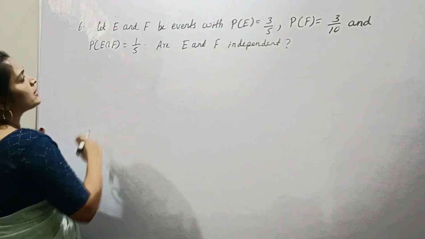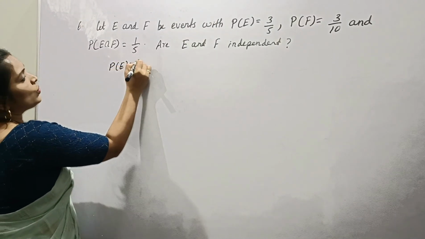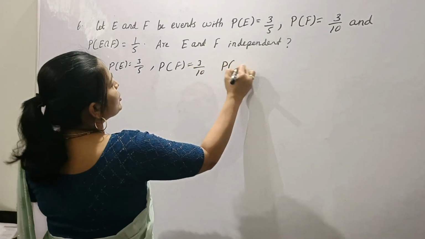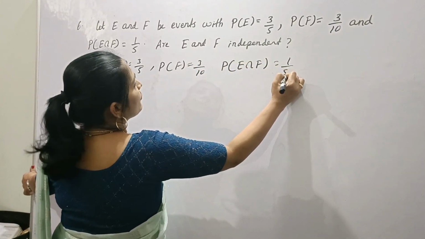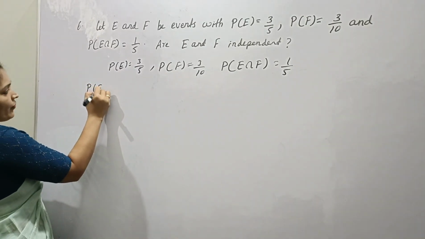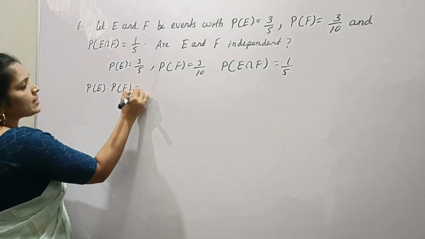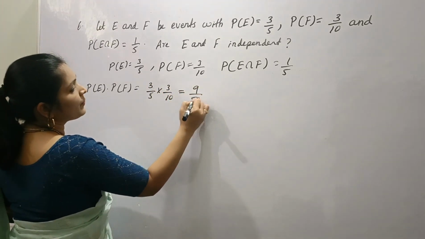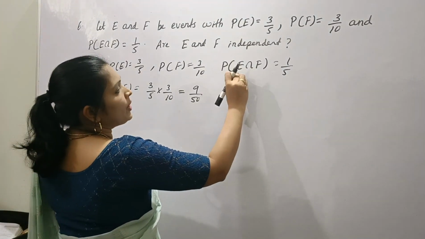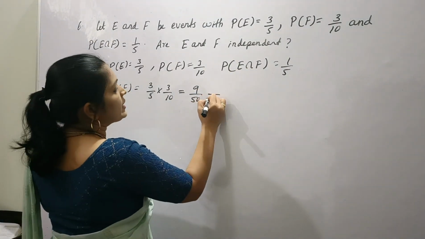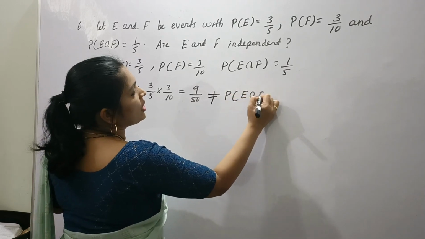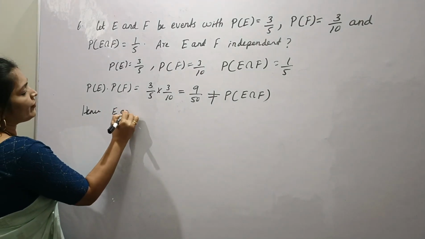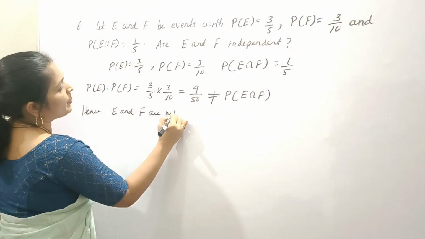So here given that probability of E is equal to 3 by 5, probability of F is equal to 3 by 10 and probability of E intersection F is equal to 1 by 5. Now let's find probability of E into probability of F, that is equal to 3 by 5 into 3 by 10, that is 9 by 50, right? But here what is probability of E intersection F? 1 by 5. So it is not equal to probability of E into probability of F, right? Hence E and F are not independent.